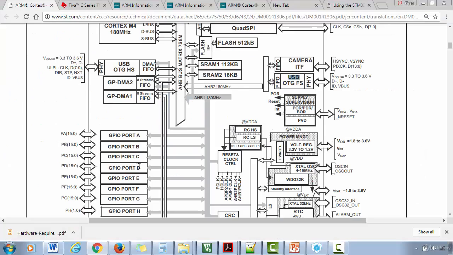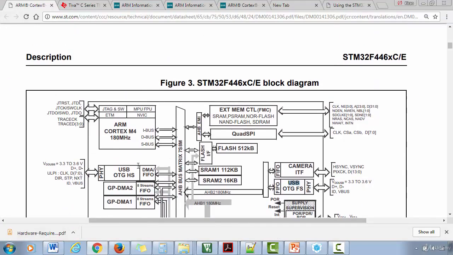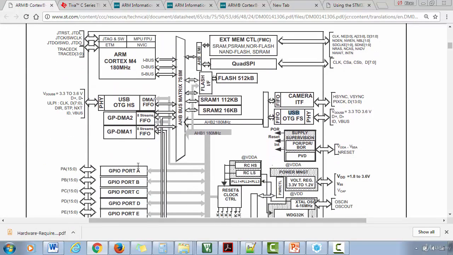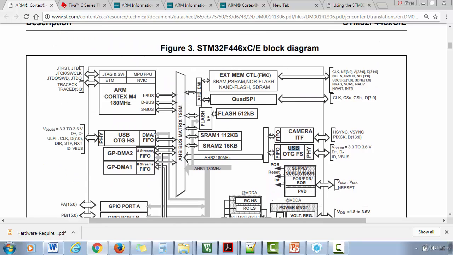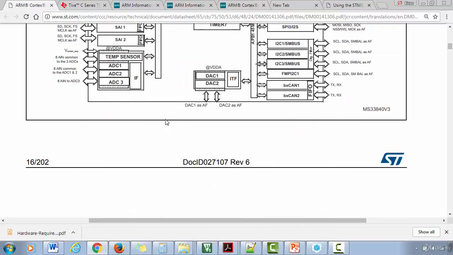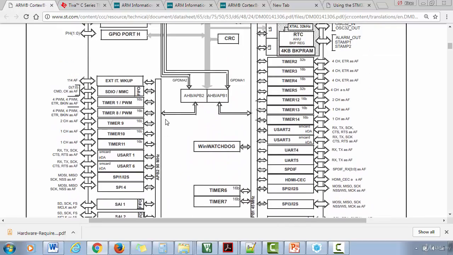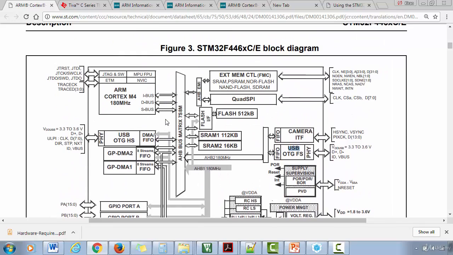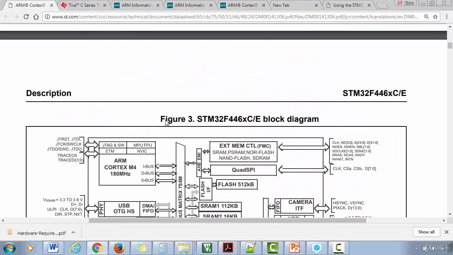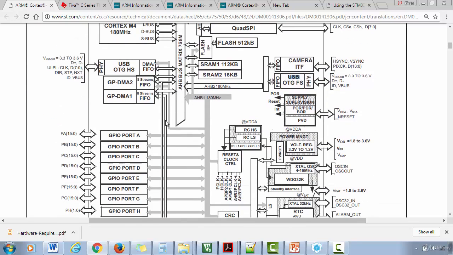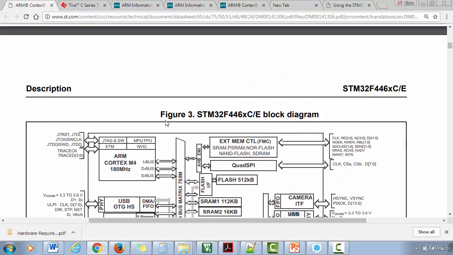Now that leads to our next discussion, that is the AHB bus matrix. It serializes communication between the controller and the various peripherals on different buses. Great. I hope you understood, and if you have any questions, please raise them, and I will see you in the next lecture.